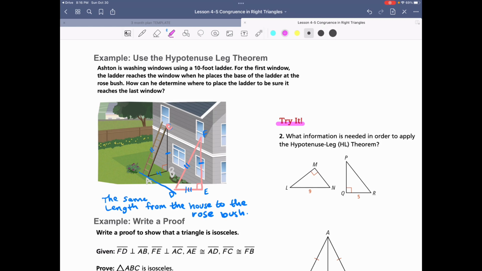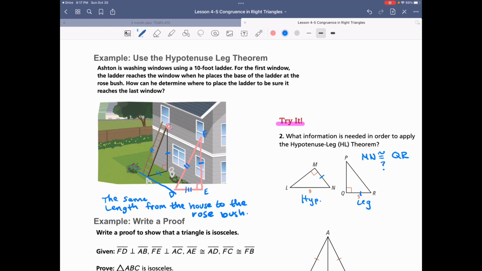And it's asking what information is needed in order to apply the hypotenuse leg theorem. So the hypotenuse leg theorem: on triangle LMN, we're given the hypotenuse. And on triangle PQR, we're given a leg. So what else would we need to know? Well, we would need to know if MN is also 5, like QR. So we would need to know if MN and QR are congruent. So that's a question mark.